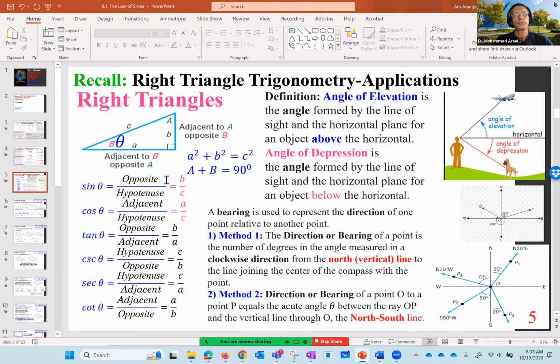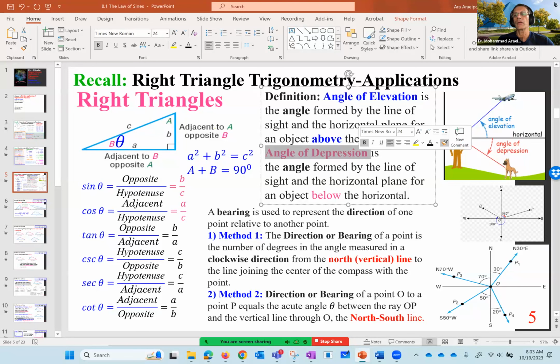Right triangle, a definition of a sine, opposite over hypotenuse, cosine adjacent over hypotenuse, tan opposite over adjacent, and the rest of them are the reciprocals. Definition of angle of elevation versus depression. So you have this horizontal line, the angle of sight. If you look down would be the angle of depression, up would be the elevation.